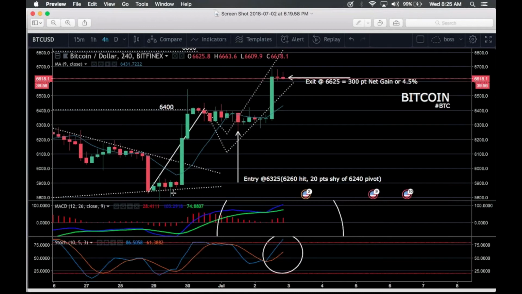So in Rogue Waves, I actually use a 3-wave system. And that 3-wave system consists of 2 pivot areas. There's about a 1/3 and a 1/2, and it's also calculated by the range of the previous leg. So we've got the low and the high, and then I calculate my pivots. For example, in this Bitcoin pivot here, there was a high that hit about 6,400 a while ago, and retraced to about 6260, 20 points shy of the 6240 pivot.